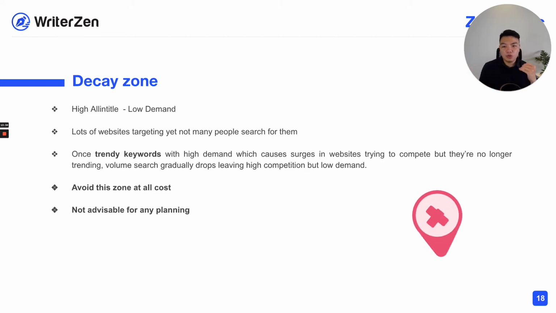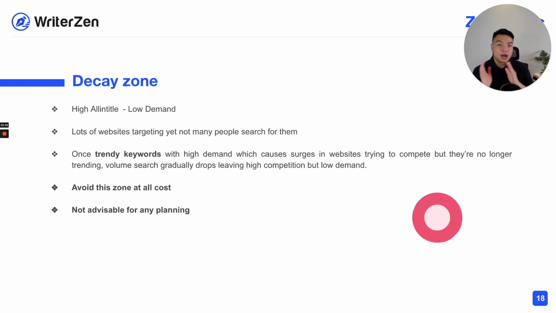So you do not want to get into this zone, right? This is the zone that you avoid at all costs. This is the zone that contains all what we call zombie keywords. They already went up to their peak and they already died down on the other side of the hill. So do not set any planning onto this keyword zone, right? High allintitle, low search volume. High supply, low demand, right?